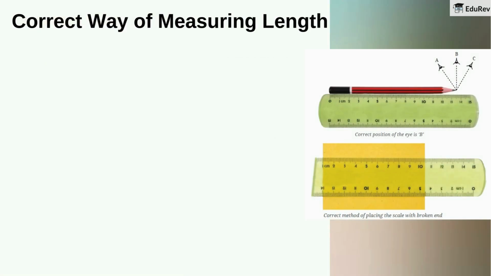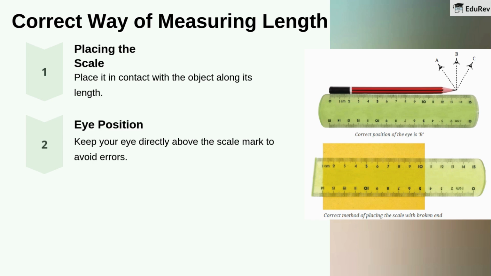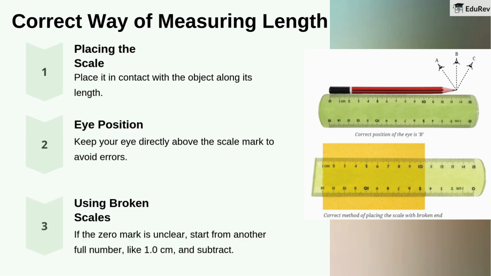Correct way of measuring length. Now, even with a standard unit, we have to make sure we measure accurately. For example, if you want to measure the length of your desk, first make sure the ruler is touching it along its length. Then, position your eye directly above the ruler to avoid any mistakes. If the end of the ruler is broken, no worries, you can start from another full mark, like 1 centimeter, and then subtract it at the end. These little tips help us measure just right.